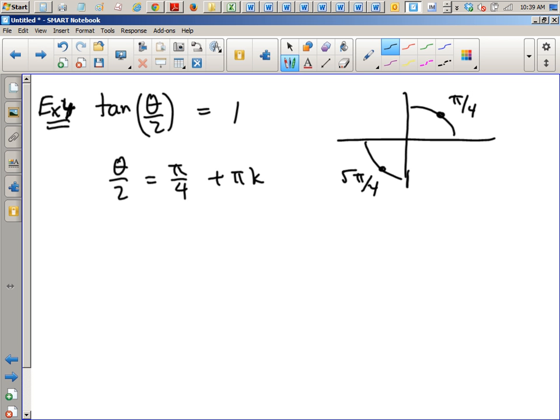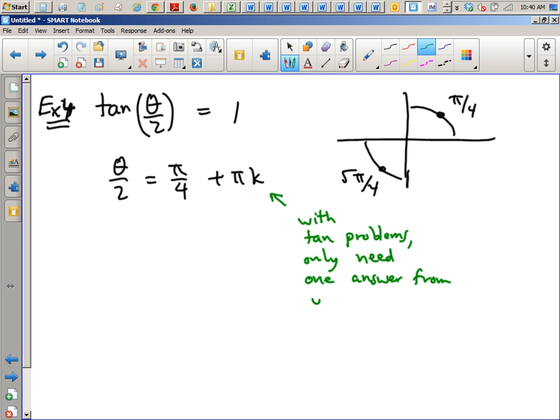It means plus any multiple of 180, which includes that 225. Okay, so I'm just going to make a little note here. With tan problems, you only need one answer from the unit circle if you put plus pi k. If you put plus 2 pi k, then you're going to need to put both answers down. So that says plus pi k there at the end.